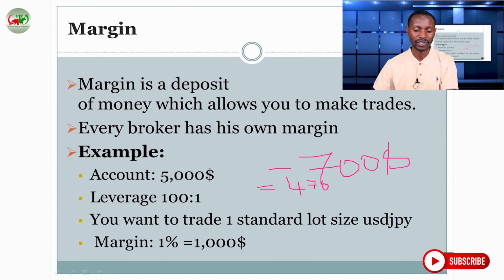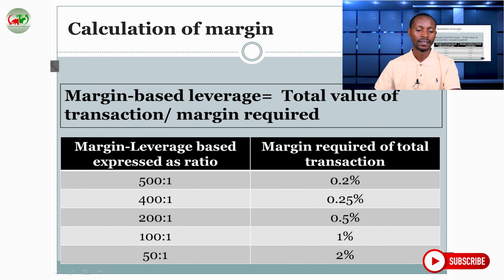And now let's see how we calculate the margin for a particular trade. To calculate the margin, the margin based on leverage is equal to the total value of the transaction over the margin required by the trader. As I said, there are different margins, and every broker has his own margin, as has been said earlier.